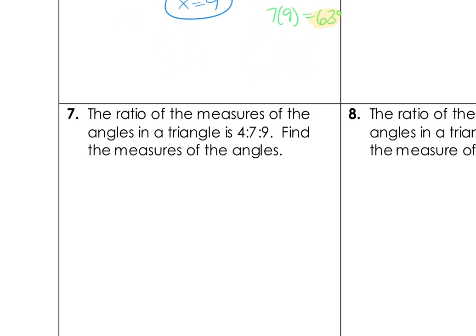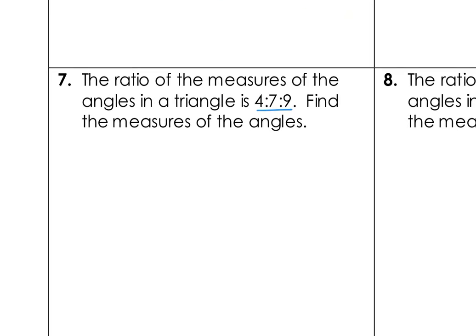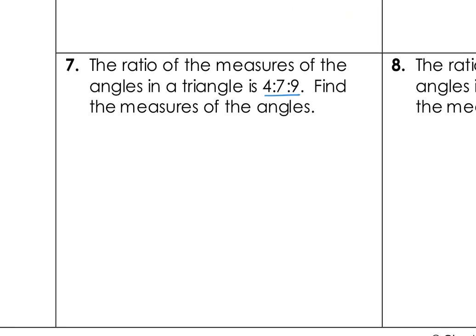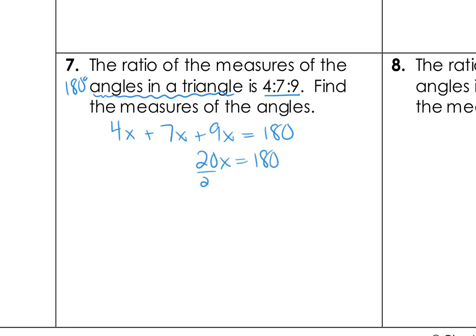So this one says the ratio of the measures of the angles in a triangle is 4 to 7 to 9. We have to find the measures of the angles. So class, we have to think about this. The angles in a triangle add up to be 180 degrees. So I'm going to make my equation 4x plus 7x plus 9x equals 180. We'll combine like terms, so 4 plus 7 plus 9, that's going to give me 20x equals 180.